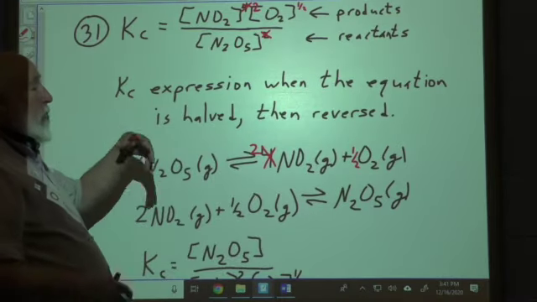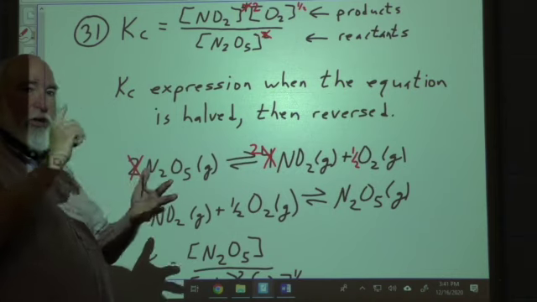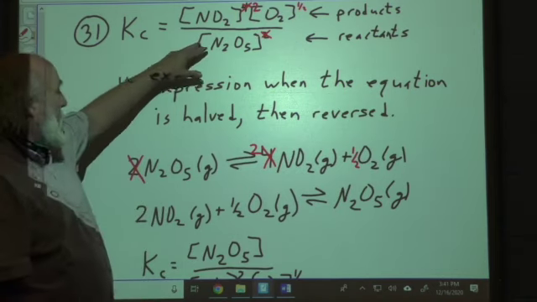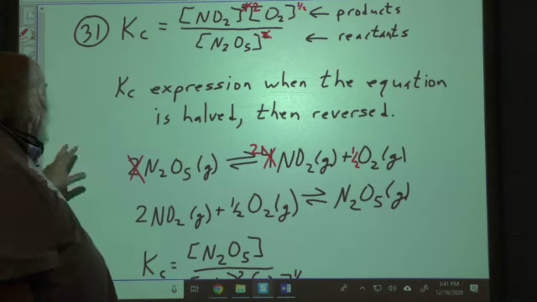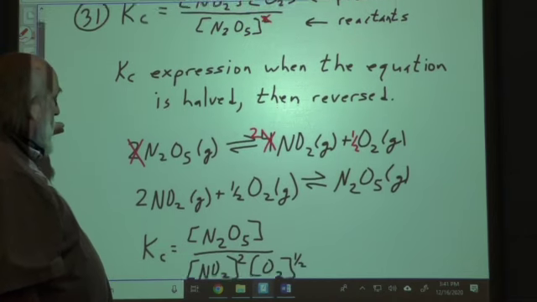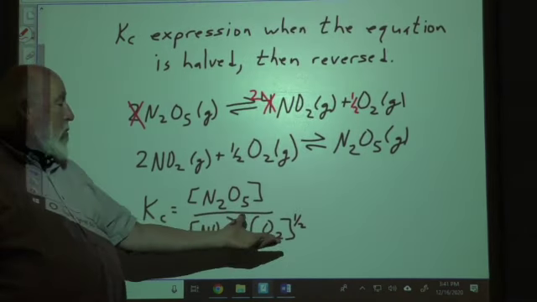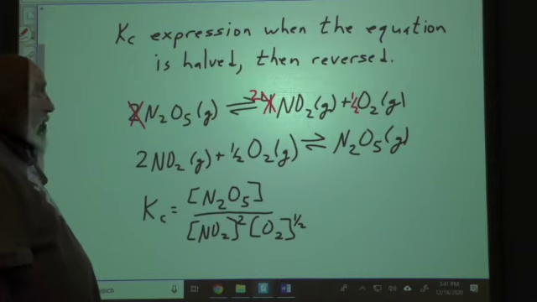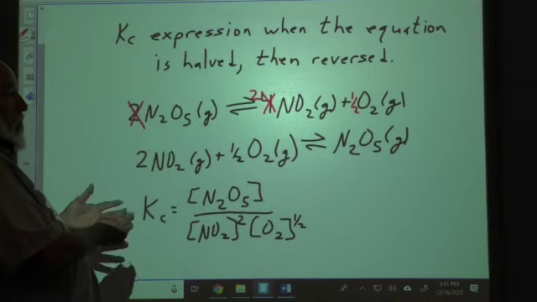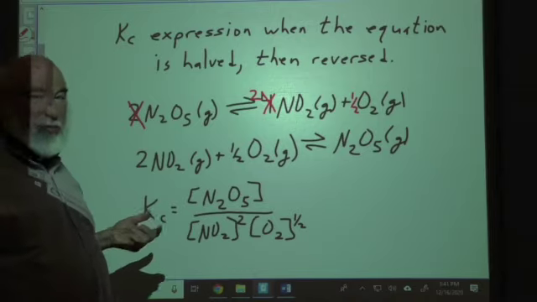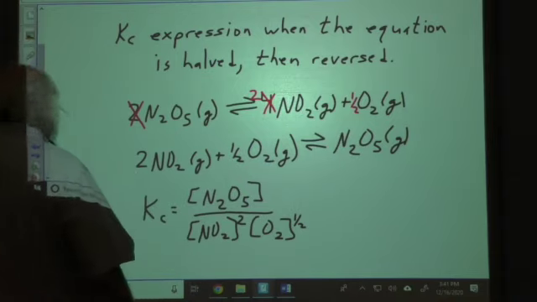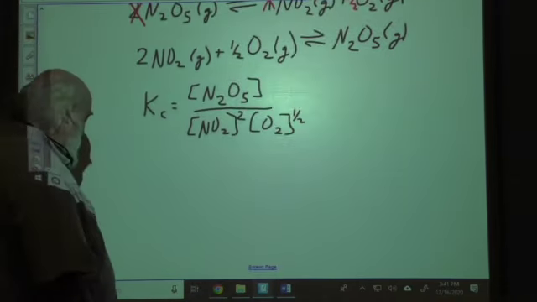Then it says the reaction reverse, which means products become reactants, reactants become products. Well, N2O5 is on the bottom here, it's now on the top. NO2 and O2 are both in the numerator. They were originally in the denominator with their new exponents. So that's all you have to do is change the exponents if the coefficient change, and then if the reaction is reversed, you just flip the equation. It's the reciprocal. Okay? Alright, so either way, fine.